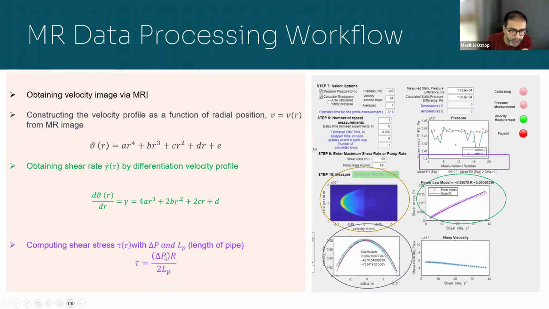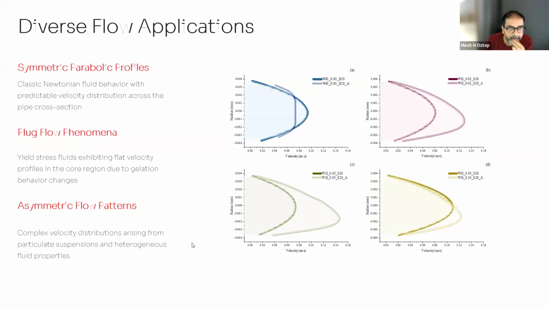Which shows shear stress depends on the pressure difference and also the pipe length. And what information can we obtain? Well, symmetric parabolic profiles usually indicate classic Newtonian fluid behavior with predictable velocity distribution. We have plug flow phenomena, where the yield stress usually exhibits flat velocity profiles.